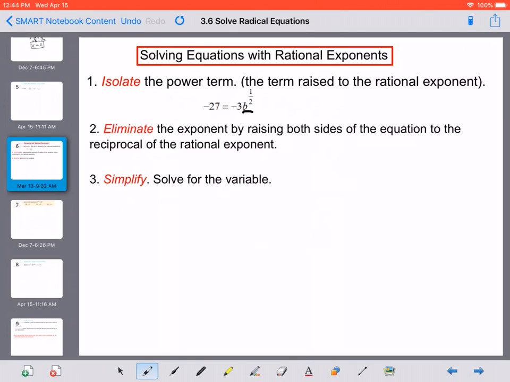Step 2, eliminate the exponent by raising both sides of the equation to the reciprocal of the rational exponent. Because remember that a number times its reciprocal is equal to 1. Step 3, simplify, which means solve for your variable.